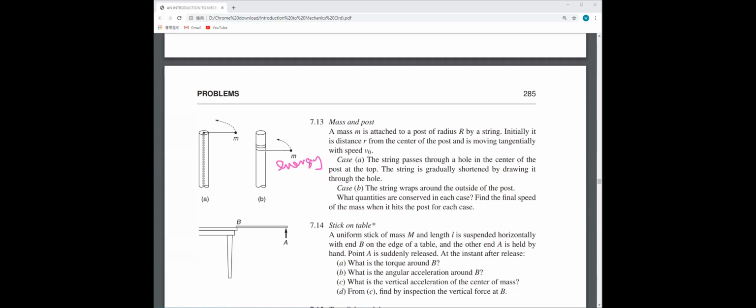Is it a surprise for you? Energy is conserved in this case. Because if you have a look, the velocity of the object is always perpendicular to the tension. Oh, so there's no work done. Yeah. There's no work done on the object by tension. Therefore, the energy is conserved. So in this case, energy is conserved.